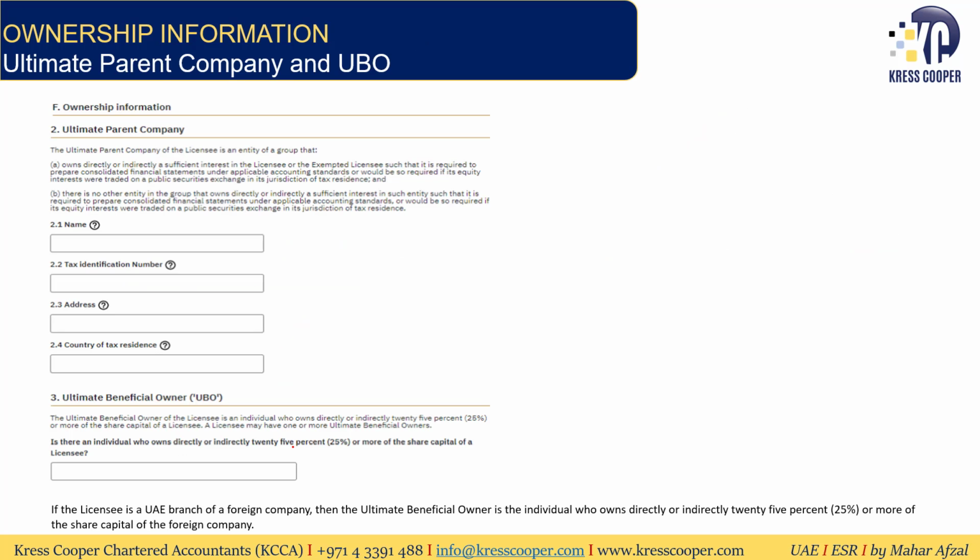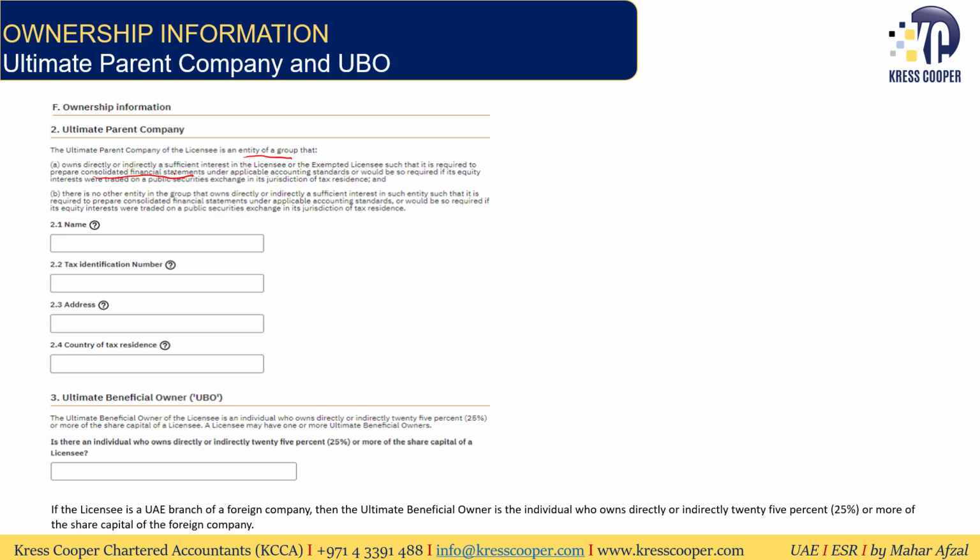We need to provide the information about the ultimate parent company as well. What is the ultimate parent company? The ultimate parent company is the entity which is part of the group and owns directly or indirectly a sufficient interest in the licensee, and is required to prepare the consolidated financial statement, while no other company in the group is required to prepare the consolidated financial statement. Then it will be considered the ultimate parent company.